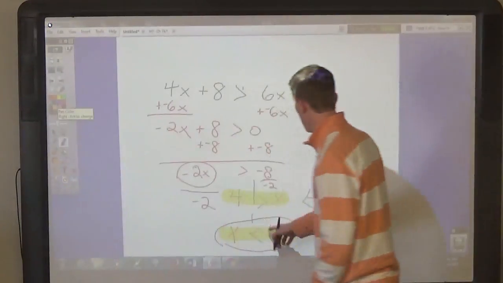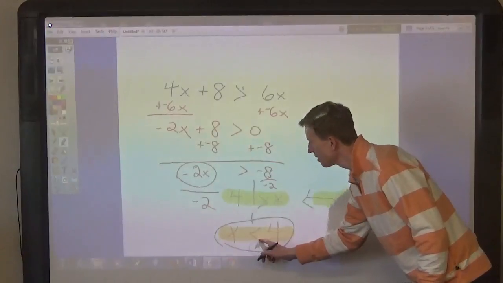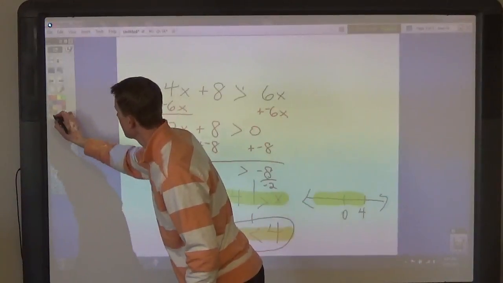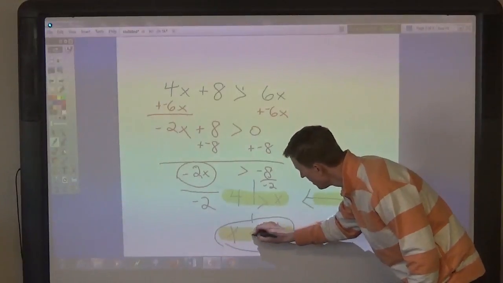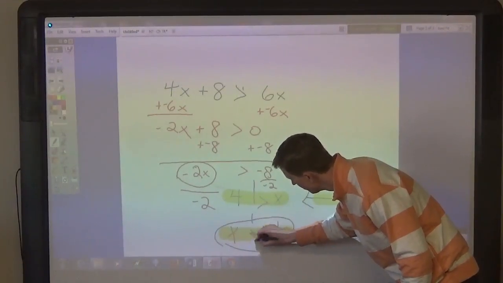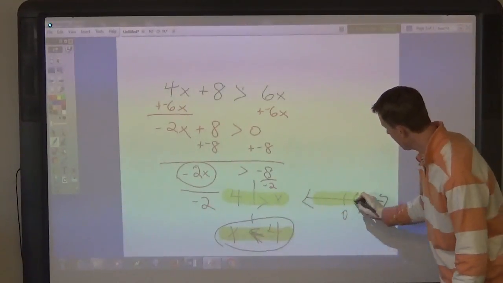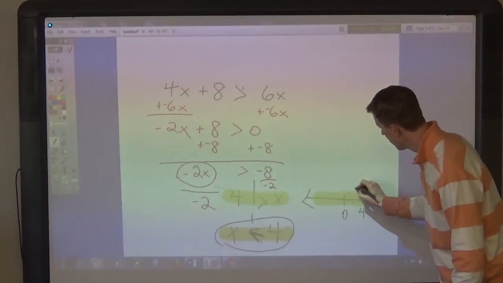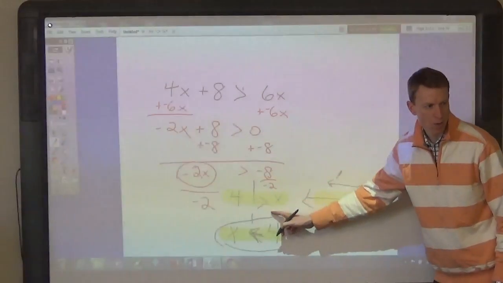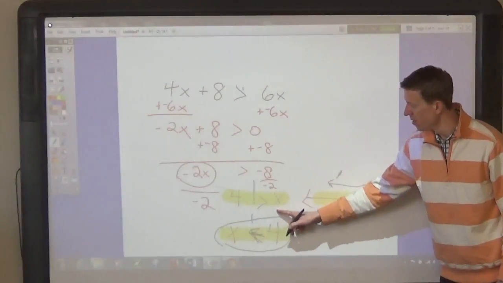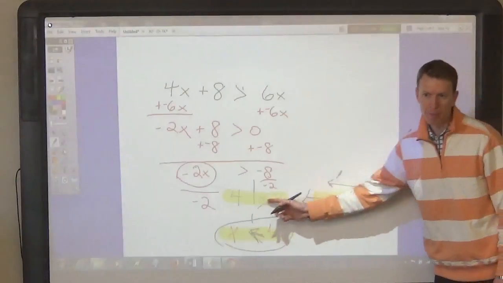Since the arrow is pointing left, this arrow is pointing to the less than side. It's pointing this way. Okay? That means that we can shade that way. Now, if the number is written first in the inequality, then you have to shade the opposite way, don't you?